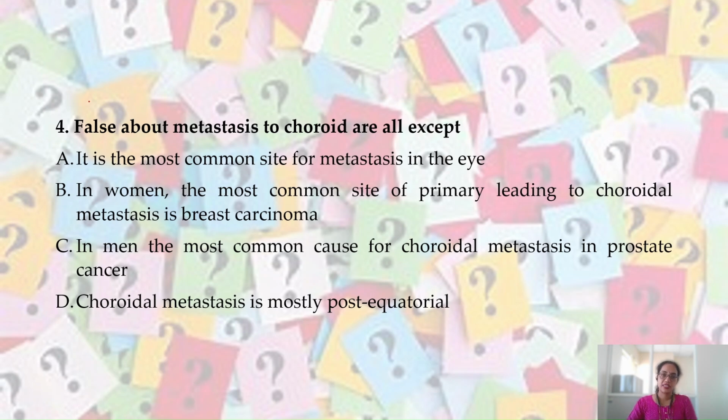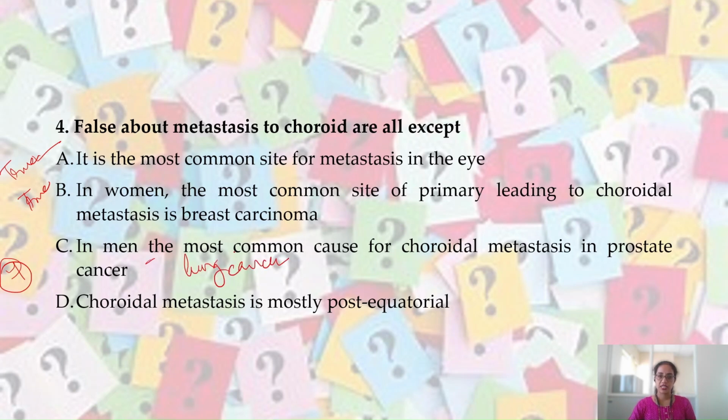Let's take a question at this point. False about metastasis to choroid are all except: it is the most common site of metastasis in the eye. This is true because choroid is a very vascular structure. In women, the most common primary leading to choroidal metastasis is breast carcinoma. This is also true. We are looking for a false statement here. In men, the most common cause of choroidal metastasis is prostate cancer. This is false. We have found that it is lung cancer according to the literature.